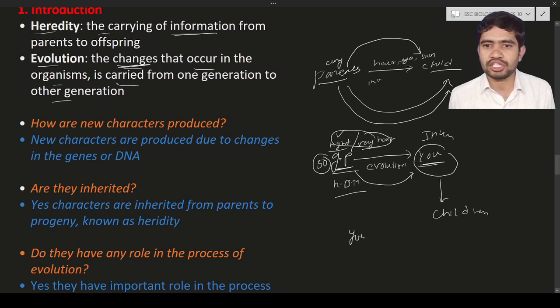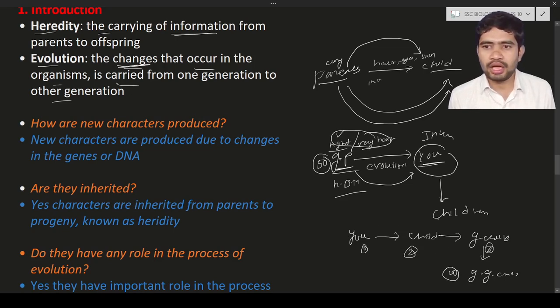You are one generation, and your children are one generation, and your grandchildren are another generation, and your great grandchildren are another generation. How many generations are there here? So 1, 2, 3 and 4. We have taken 4 generations as an example here.